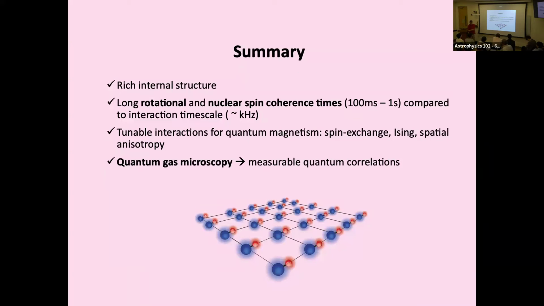But then to tie back to the first part of the talk, you can now imagine letting these molecules hop around, and you can go back to studying Hubbard models, but with long-range interactions. So that's something, again, we're very interested in. So you can start thinking about t-J models and other models people use for superconductivity and so on.